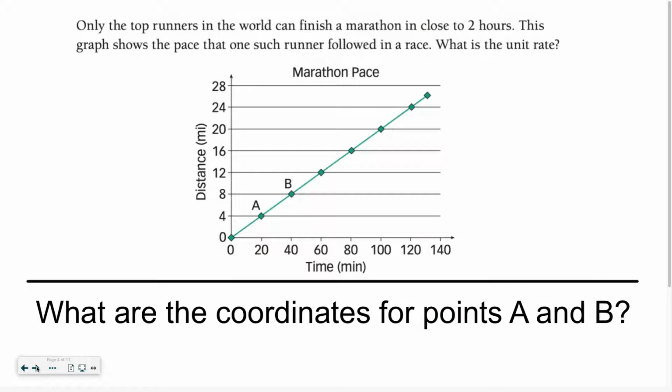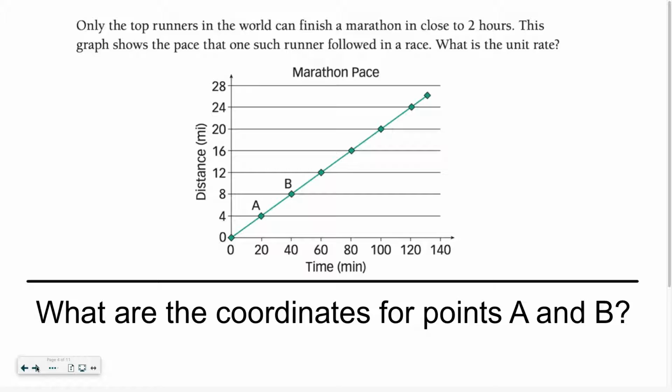So, as you think about how you might want to find the unit rate using a graph, first we want to look at the graph and see what we know. Okay, so let's take a look at points A and B. What are the coordinates?